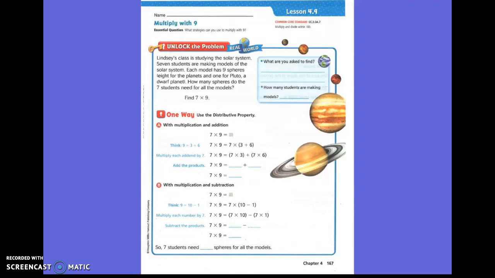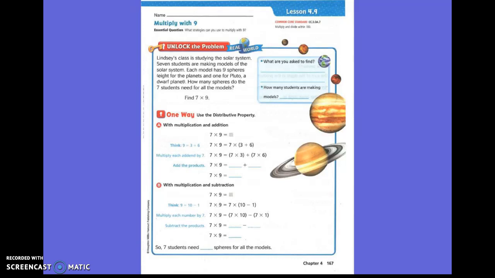Read the story. This class is studying the solar system. 7 students are making models of the solar system. Each model has 9 spheres, 8 of the planets and 1 of Pluto. How many spheres do 7 students need for all the models?